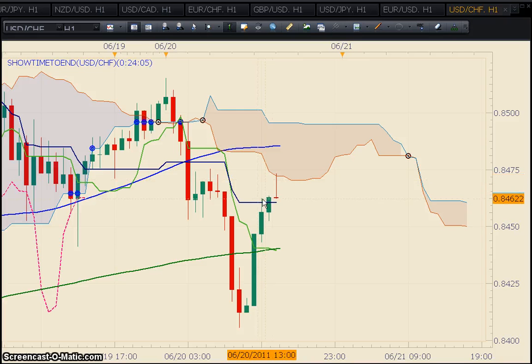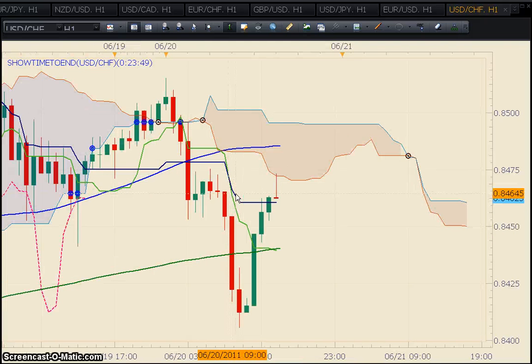So what I did, I put my stop loss above the Kijun, and that's the area that you really want to put it, a little bit above the Kijun. But when I saw this candle close above the Kijun, that was my sign to be out of the trade. I lost 45 pips on this.